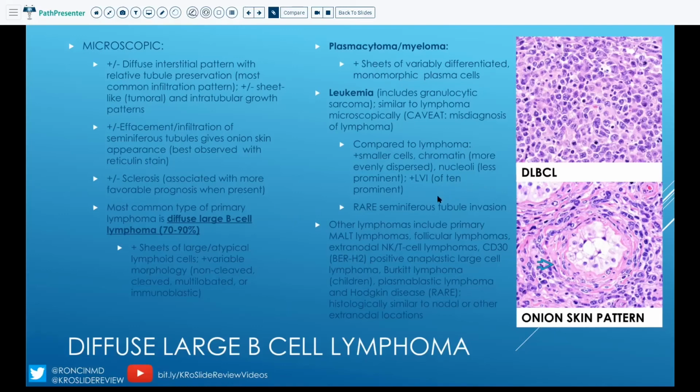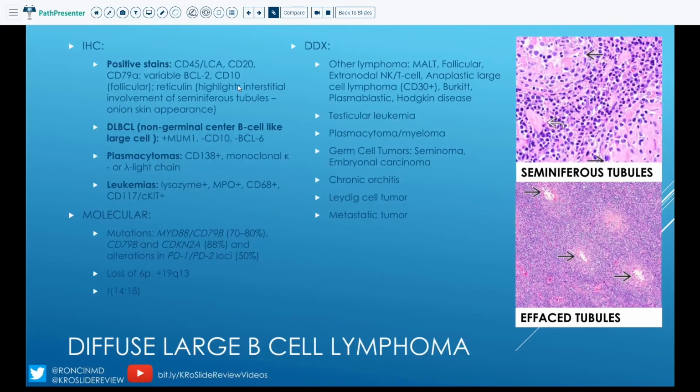And rarely you're going to have that seminiferous tubule invasion. So remember, the seminiferous tubule invasion is what gives you the onion skin pattern. So that would be extremely rare with a leukemia. And then this is a list of other lymphomas that you can see.